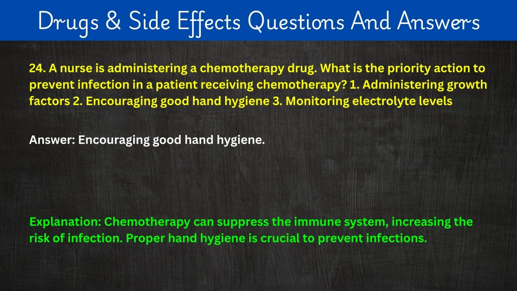24. A nurse is administering a chemotherapy drug. What is the priority action to prevent infection in a patient receiving chemotherapy? 1. Administering growth factors. 2. Encouraging good hand hygiene. 3. Monitoring electrolyte levels. Answer: encouraging good hand hygiene. Explanation: chemotherapy can suppress the immune system, increasing the risk of infection. Proper hand hygiene is crucial to prevent infections.